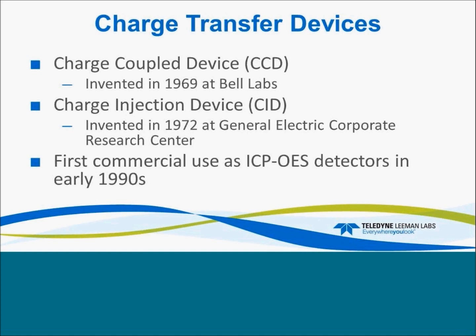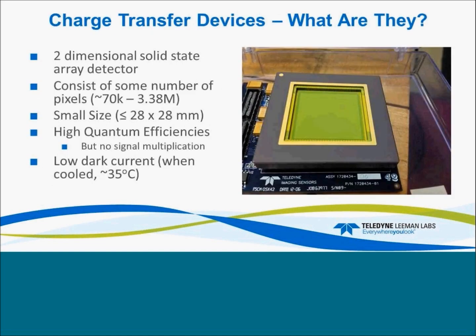Well, they're just a two-dimensional solid-state array detector consisting of some number of pixels, anywhere from about 70,000 to about... The largest detector available now is 28 by 28 millimeters. Others can be about 19 by 13 millimeters, but they're relatively small. They have very high quantum efficiencies, better than photomultiplier tubes over some wavelength range, but no signal multiplication. So one photon that hits the detector generates one electron or one electron hole, and the instrument does not multiply the signal after that.